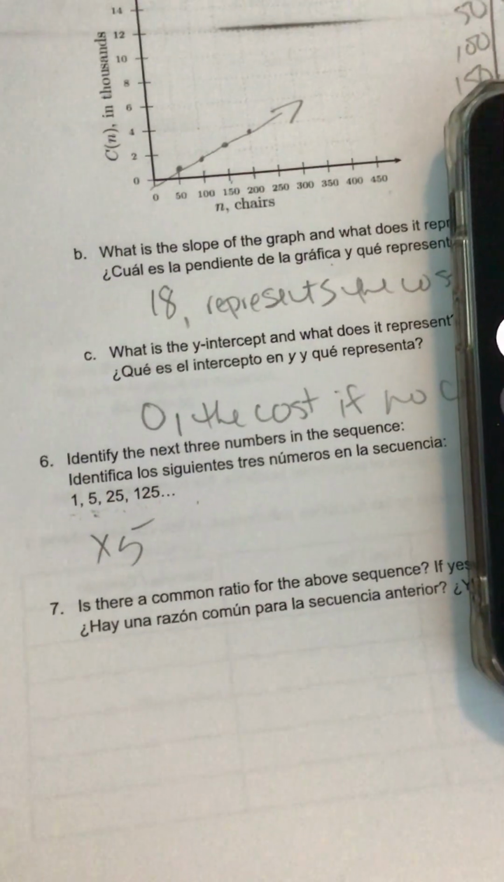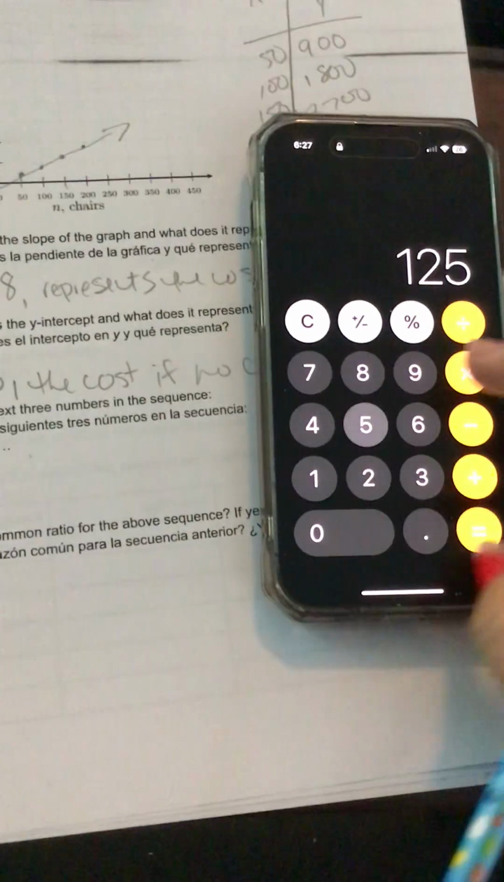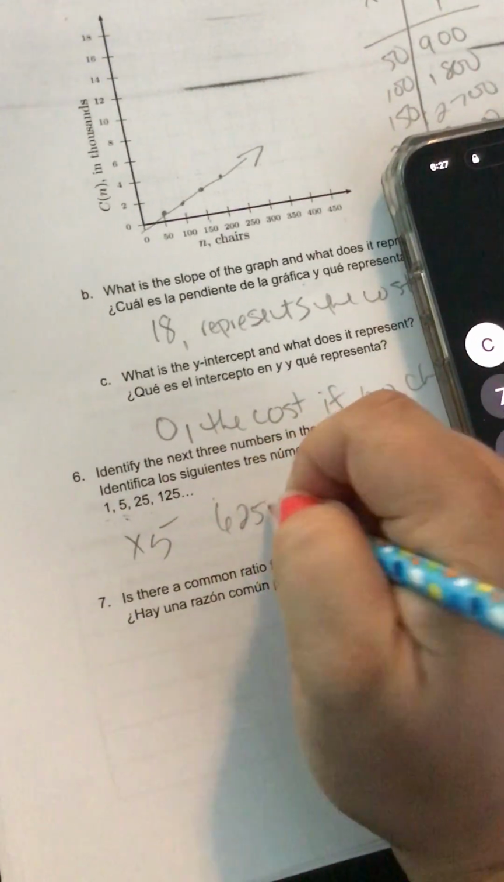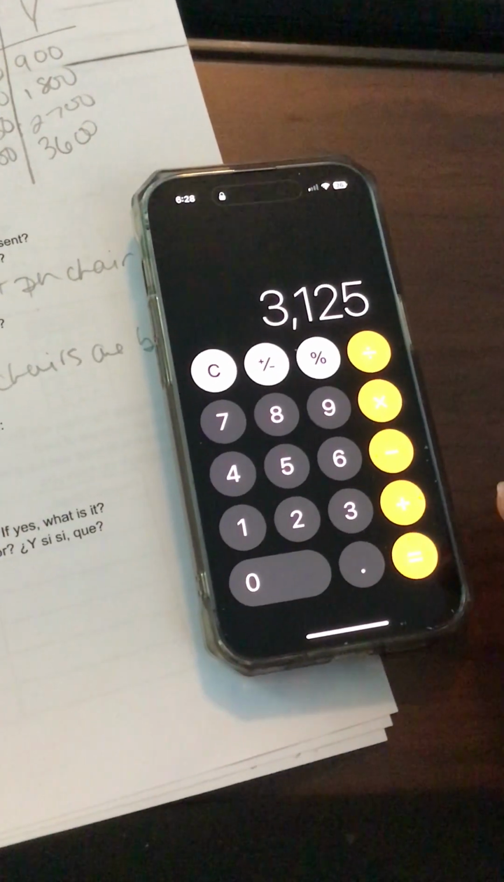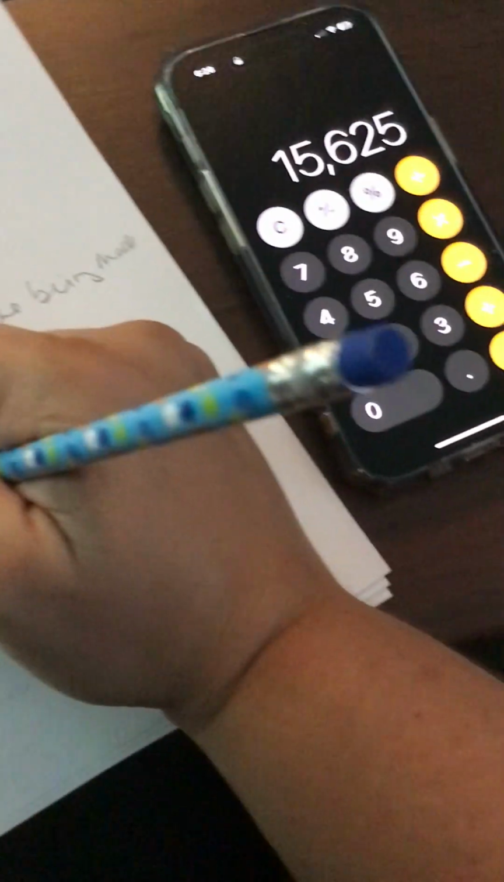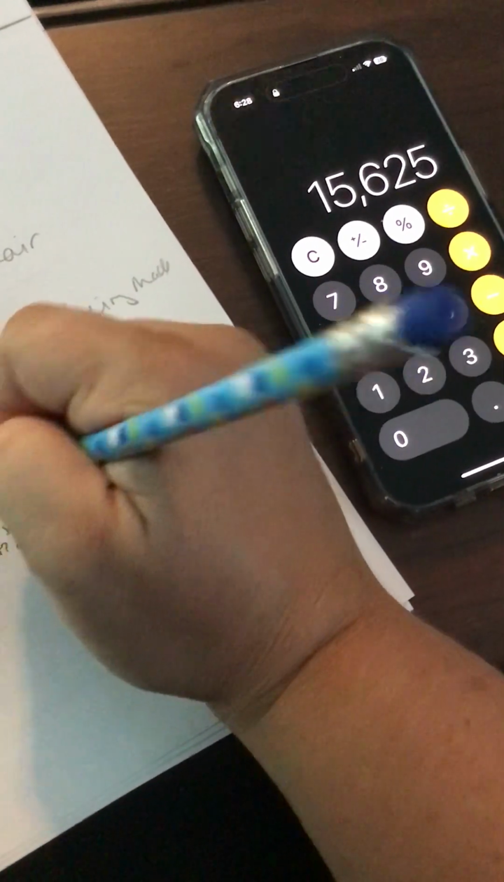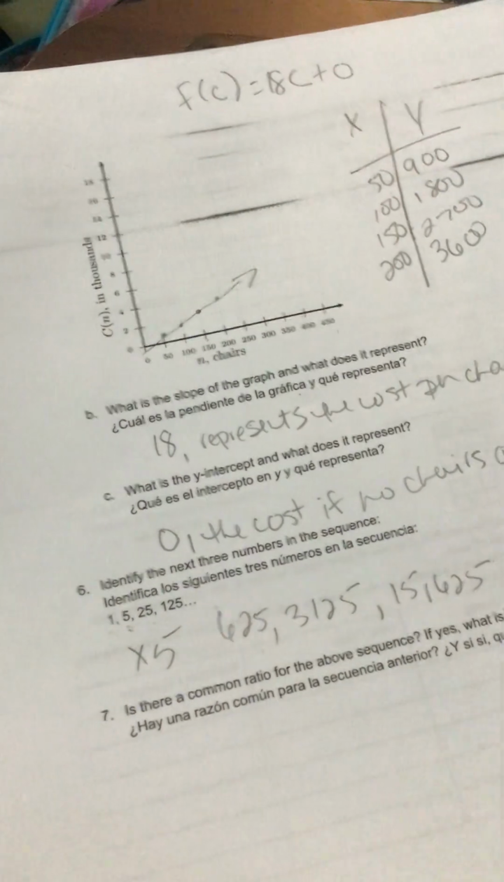But the question is asking for the next 3 numbers in this sequence. So I'm going to take 125, multiply times 5, that's 625. So the first value is 625. Then I'm going to multiply times 5 again. So that gives me a value of 3,125. And then I'm going to multiply that one more time because I'm asking for 3 values. So that ends up being 15,625. So now I have 1, 2, 3 values in that sequence, continuing on.